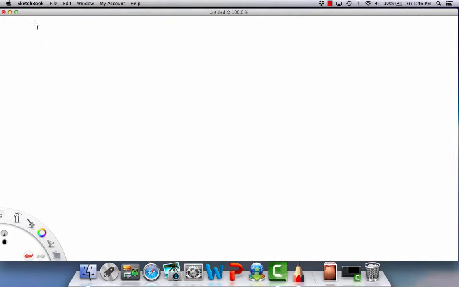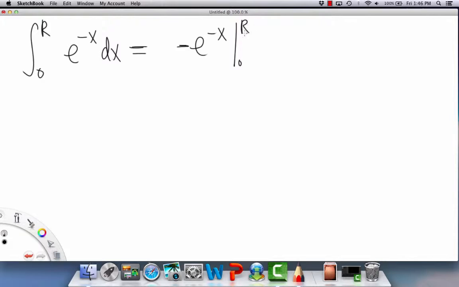Let's say this is just a general case. We're integrating from 0 to r, where r is a number, and we have e to the negative x dx. This is the function we're integrating, so let's just integrate mathematically. We have e to the negative x, and we need a negative sign in front, evaluated from 0 to r.